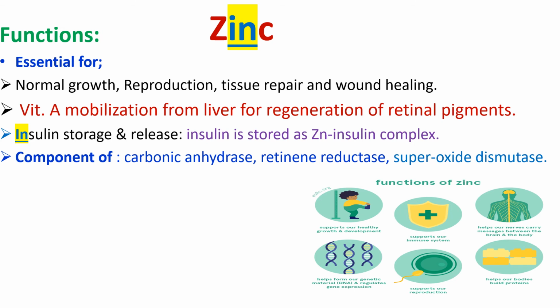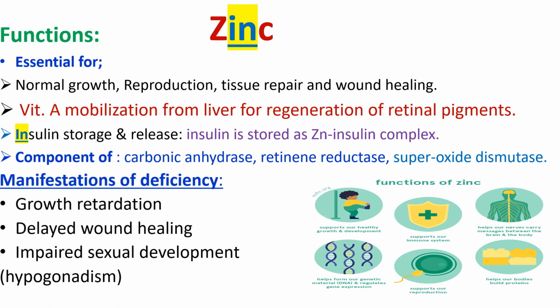Also, zinc, remember zinc in the middle, so remember insulin storage and release. It has a very important function in insulin storage and release because the insulin is stored in the form of a zinc insulin complex. Also, zinc is a very important component or constituent of several enzymes, among which superoxide dismutase, which also contains copper. So zinc is important for normal growth and reproduction, tissue repair and wound healing, vision, regeneration of retinal pigments, insulin release and storage, and as a component of superoxide dismutase. So it shares in antioxidant activity also.